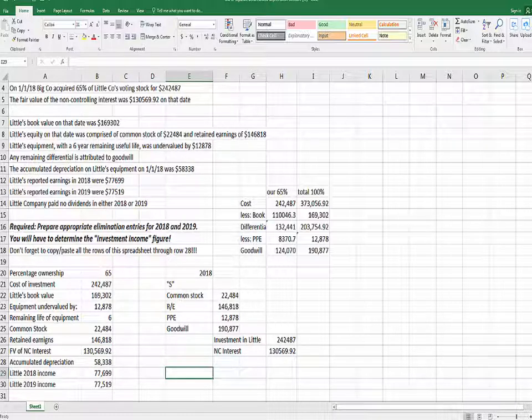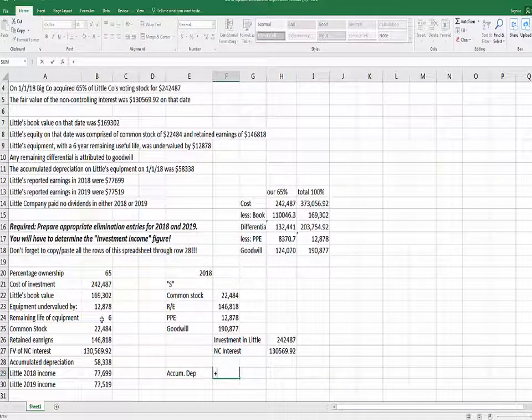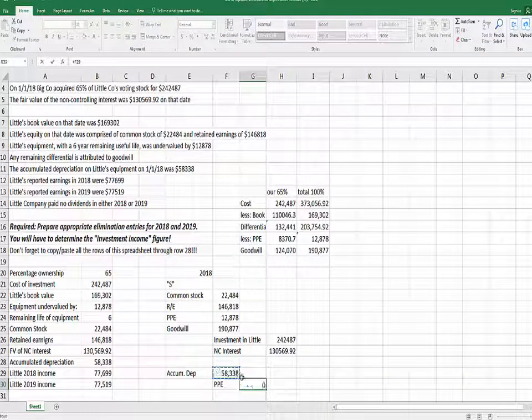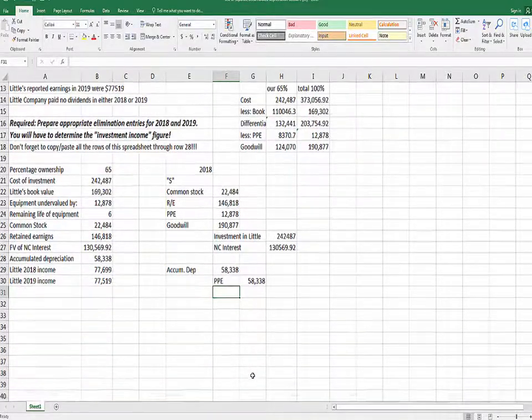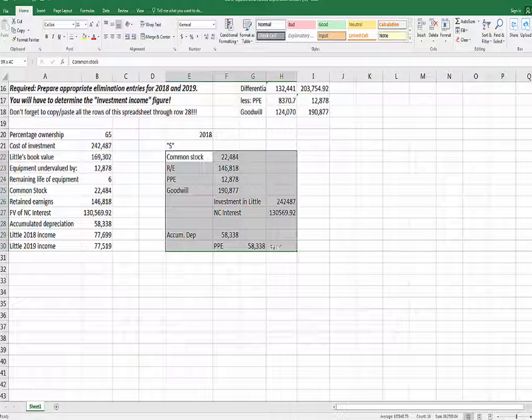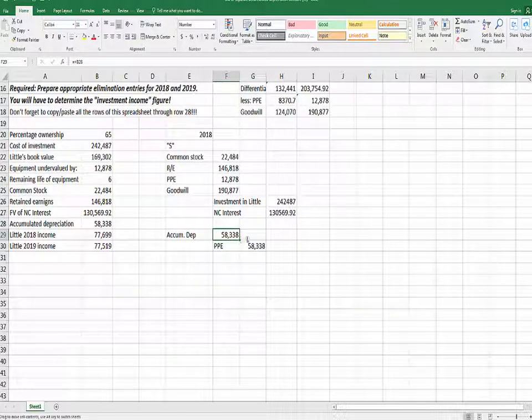Okay, now as a separate entry, I'll go ahead and eliminate the date of acquisition accumulated depreciation, which was given as 58,338, and I credit property, plant, equipment. Again, as I've said in numerous other places, you could roll these two entries in together if you wanted to. There's certainly no harm in doing that. My personal preference is to keep them separate.